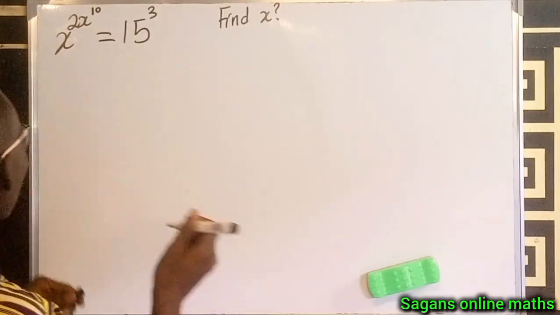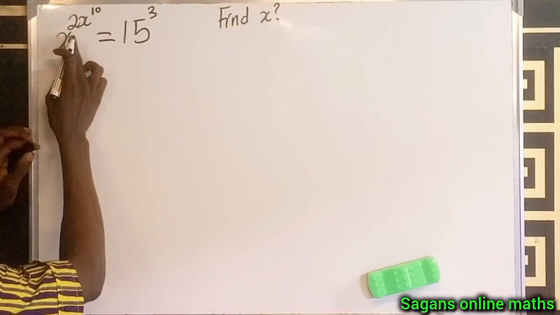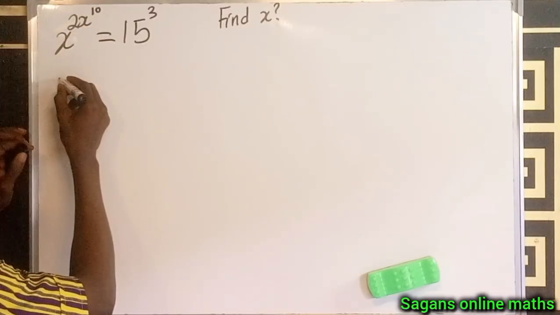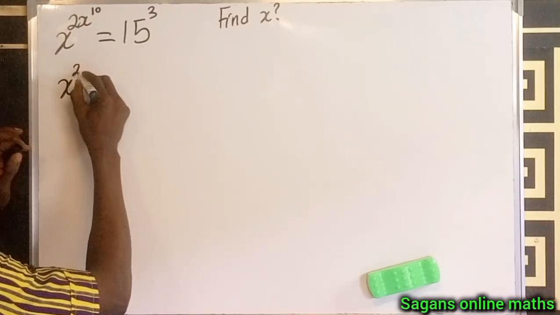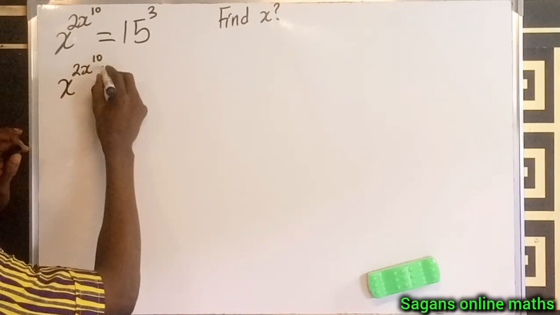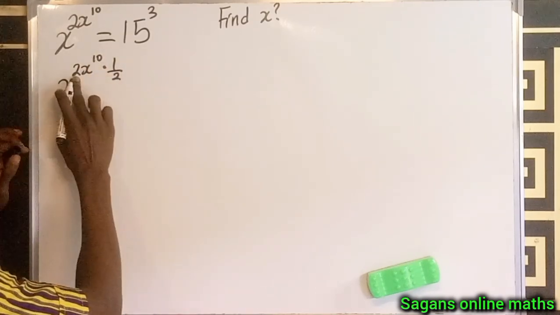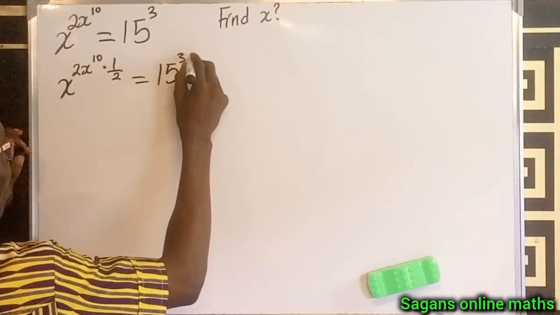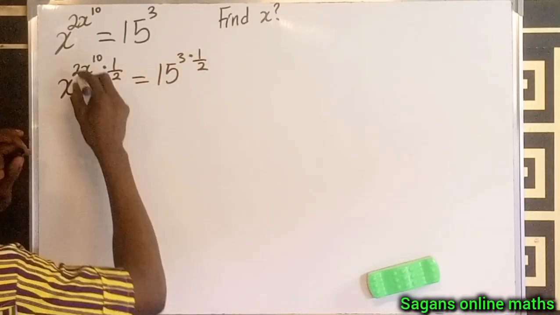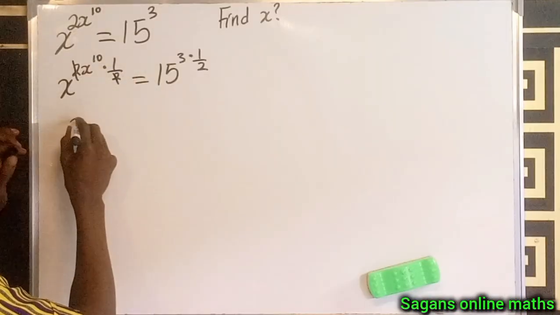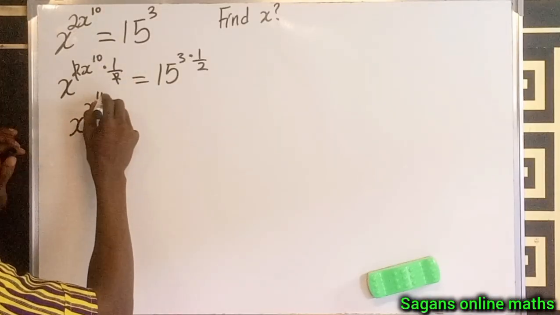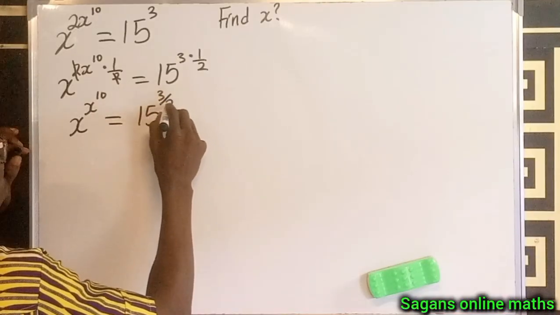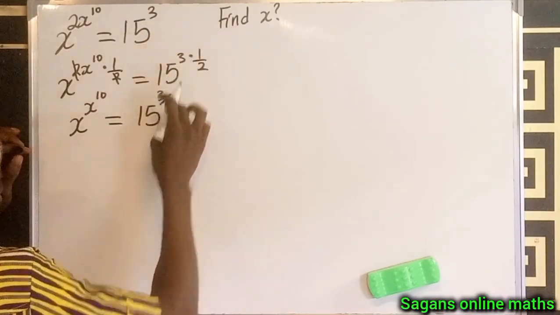Okay, now we are having x to the power of 2x to the power of 10, right? We are going to remove this 2 from here. So this is x to the power of 2x to the power of 10. If we multiply here by 1 over 2, this 2 will go out, equals 15 to the power of 3, then multiplied by 1 over 2, so that this will cancel out this. We are left with x to the power of x to the power of 10 equals to 15 to the power of 3 divided by 2, because 3 times 1 over 2 is 3 over 2.